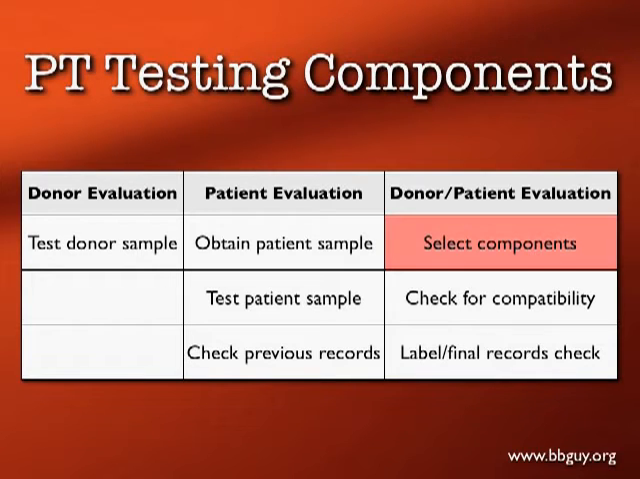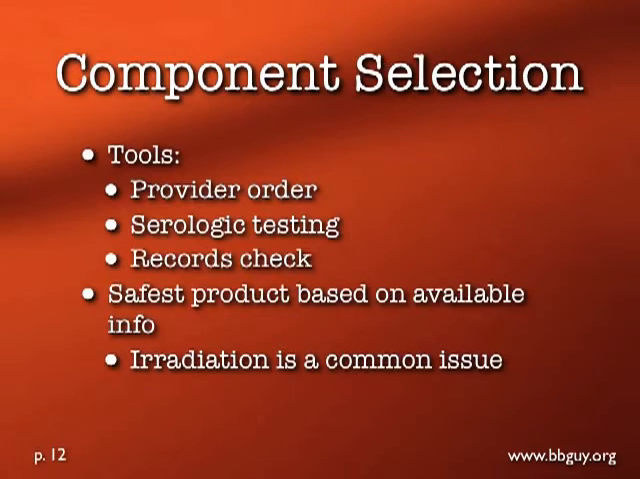Now we're going to try and pull those two together and evaluate what goes together with these donors and patients. We'll start with what components to select. Well, you select components in terms of what the provider has asked for, obviously, by the results of the serologic testing that you've done, and by the results of the records check. Basically, you use all that to provide the safest possible product based on the available information.